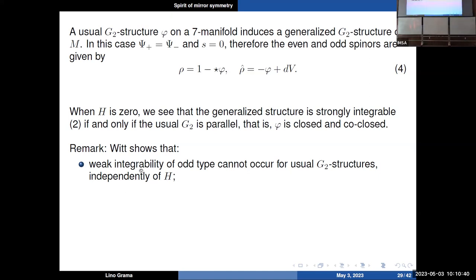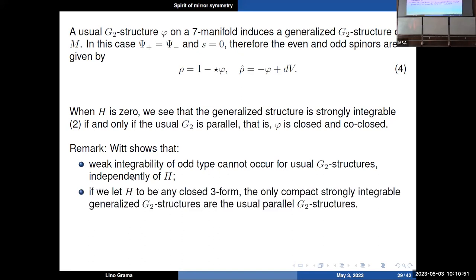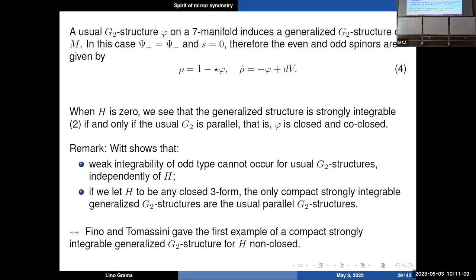And just some remarks, which show that the weak integrability of odd type cannot occur for usual G2 structures, independent of H. If we let H be any closed 3-form, the only compact strongly integrable generalized G2 structures are the usual integrable G2 structures. But if you relax this condition and H is not closed, Fino and Tomassini gave an example of a compact, strongly integrable generalized G2 structure.